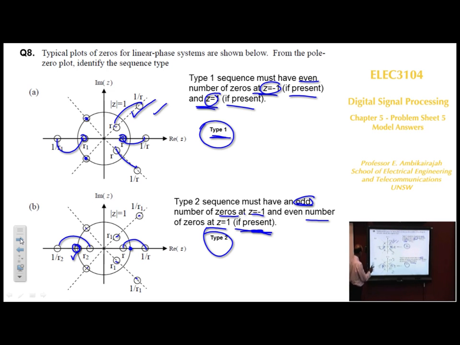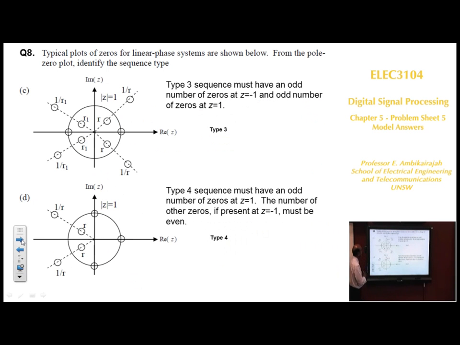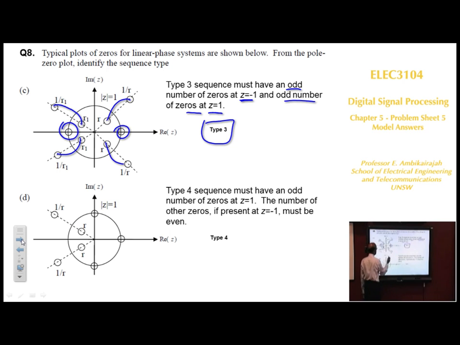Okay. Next one. This is type 3 because it says must have an odd number of zeros at z equal to minus 1, definitely, and an odd number of zeros at z equal to 1, you must have. So that's type 3. This is reciprocal, that's okay, that's okay. This is reciprocal, this is okay. They got 1 zero here, 1 zero here, therefore it's type 3.